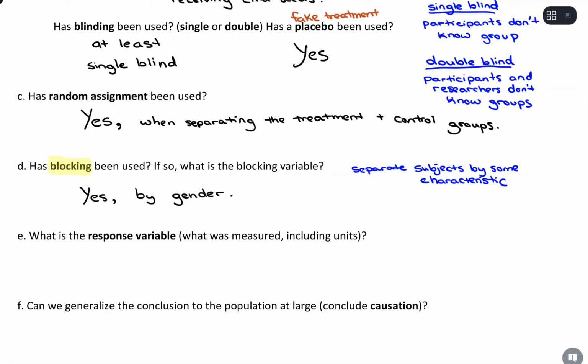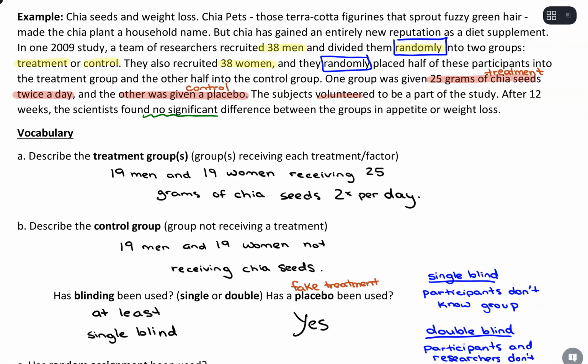What is the response variable? So the response variable is what was measured. Again, variable, if you take it back to our lectures that we've talked about already, it's like our columns of data. If we're recording information from these people, we know they're taking chia seeds or taking the placebo. And what we can see at the end of this is, the scientists found no significant difference between the groups in appetite or weight loss.